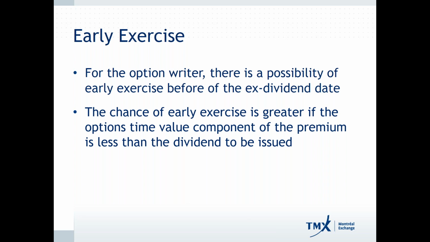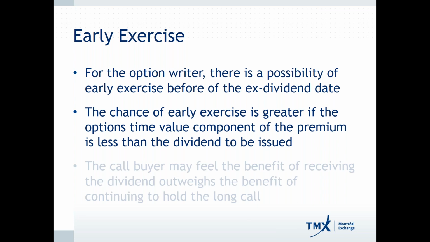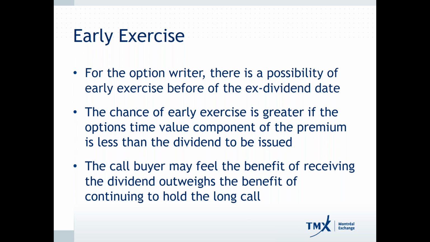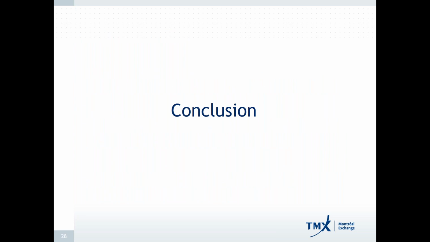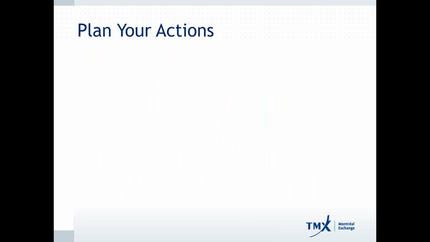The simple way to calculate that is to look at the time value in the option and compare it to the size of the dividend. If the dividend is larger than its time value, then you have an increased probability of being exercised early. The call buyer may feel the benefit of receiving the dividend outweighs the benefit of continuing to hold the call, which may often lead to you choosing to close out the call option and continue to own the shares, or something like that. It's just a consideration that you always have to make.